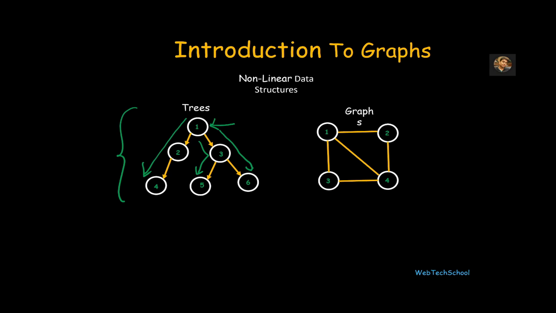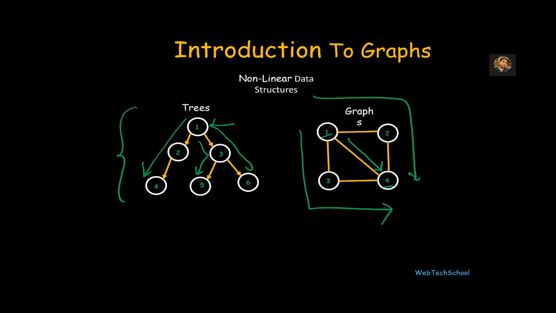At the same time, in a graph, let's say we have to traverse from node 1 to node 4, we can traverse in this direction, we can traverse in this direction, or we can traverse in this direction. We will not be discussing more about trees in this module. We have a separate playlist dedicated to trees. If you are interested, I would recommend you guys to check that out.